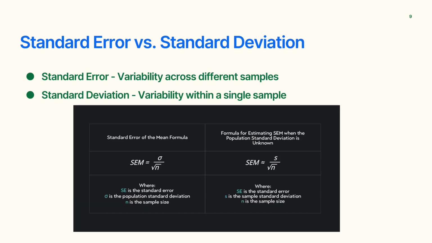Standard error versus standard deviation. Standard deviation tells us how spread out the values are within a sample. Standard error, on the other hand, tells us how much those sample means vary if we took multiple samples of the same population.